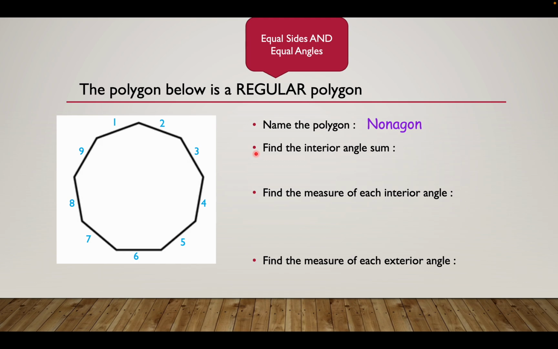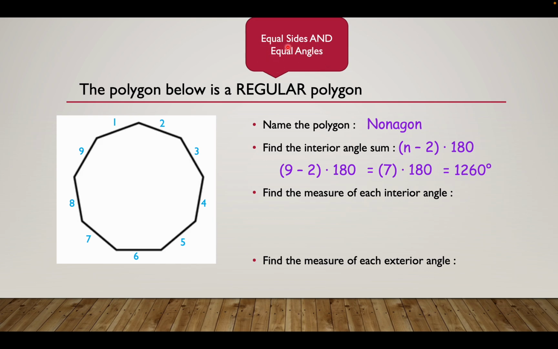Now we need to find the interior angle sum. We talked about this formula. It's the number of sides minus 2, times 180. Because if we pick this point and start drawing diagonals to make triangles, we could make 7 triangles. Or we take 9 minus 2, which gives us our 7. 7 times 180 tells us that the interior angle sum of a nonagon is 1,260 degrees.